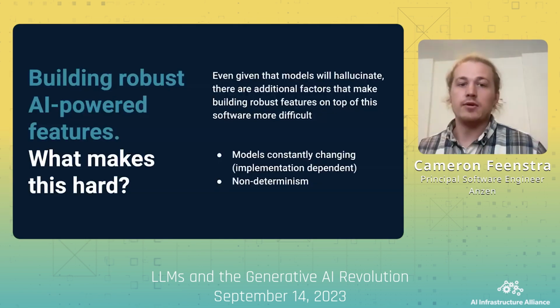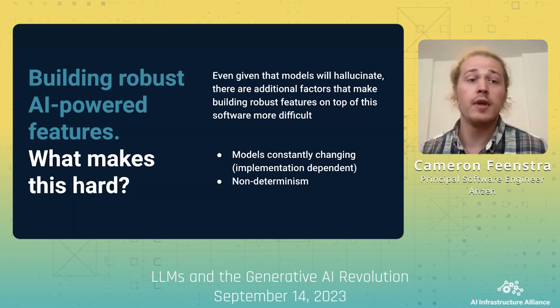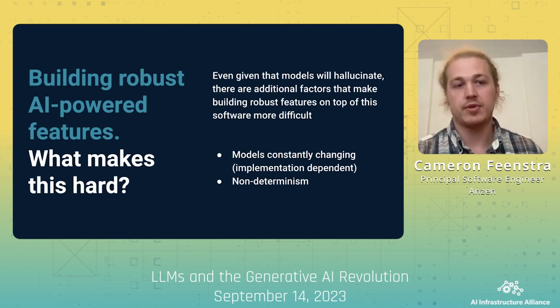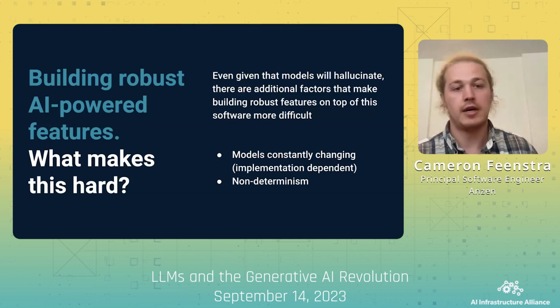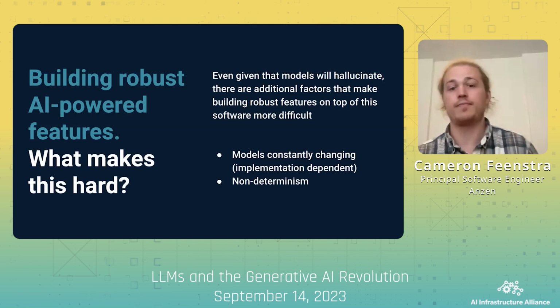Okay. Now, enough of talking about hallucination at a high level. So we want to build an application on top of a generative AI model, despite the fact that it can hallucinate. How can we do this? And what makes it hard other than just the fact that the models hallucinate?